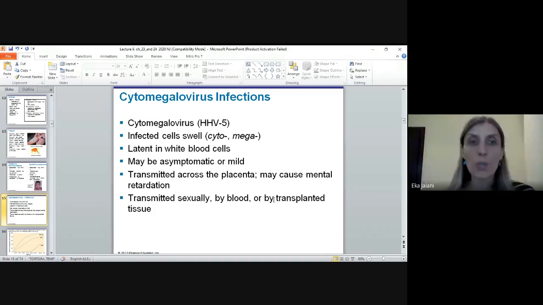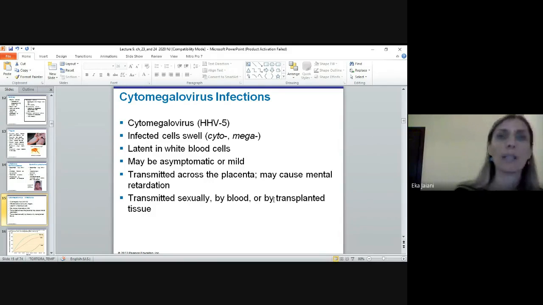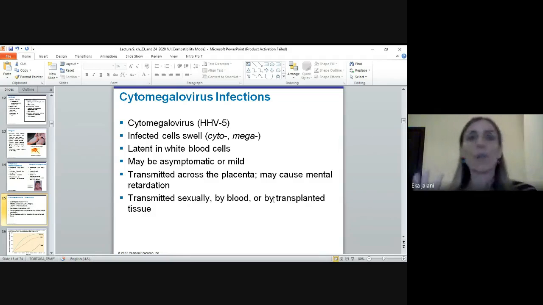Cytomegalovirus can also cause infectious mononucleosis, but the majority of infectious mononucleosis cases are caused by Epstein-Barr virus, 85%, and 15% by cytomegalovirus. It is also a widespread virus. Cytomegalovirus can be transmitted from mother to child transplacentally, through kissing, through sexual intercourse, through breastfeeding, through blood transfusion. So cytomegalovirus is also a very successful pathogen.